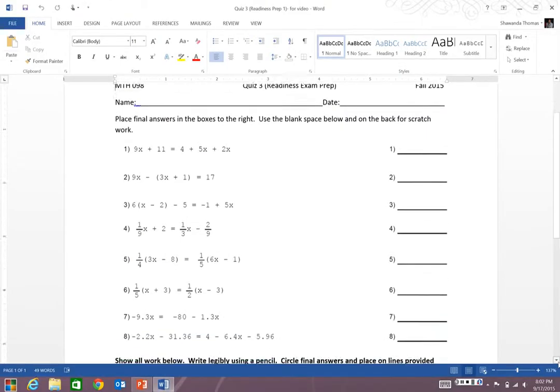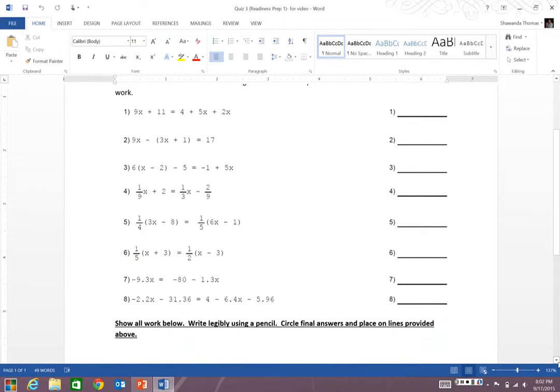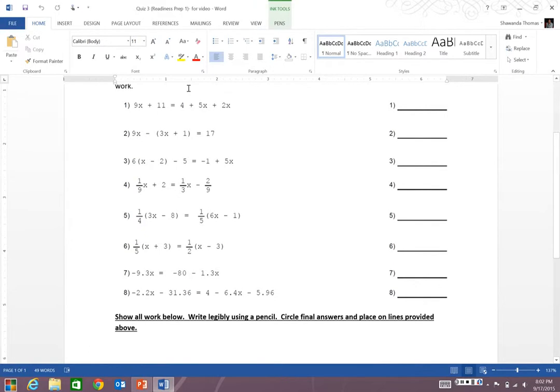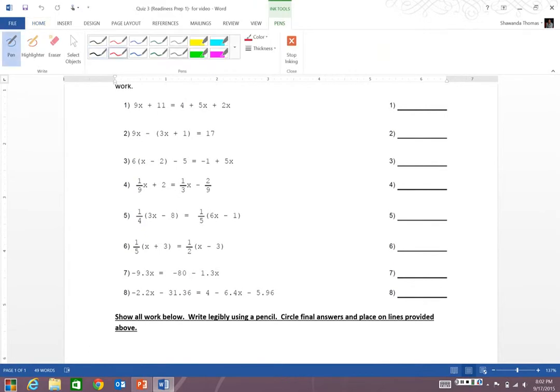Alright, let's cover number 1 first. Number 1 is 9x plus 11 equals 4 plus 5x plus 2x. So what should you do first? What you should do is add like terms. As you can see here, 5x plus 2x are like terms on the right side. If you have like terms on either side, add those terms together on that side. There are no like terms on the left side, but there are on the right side.